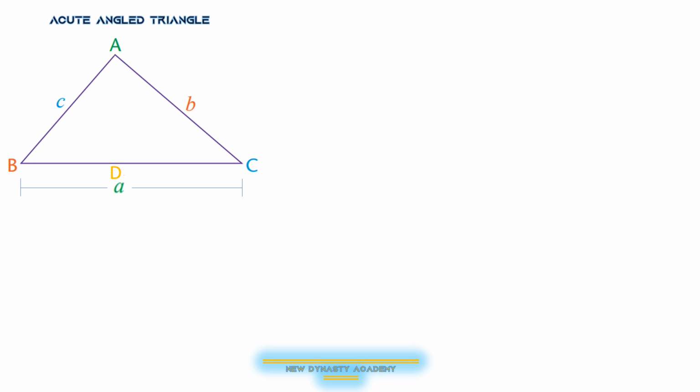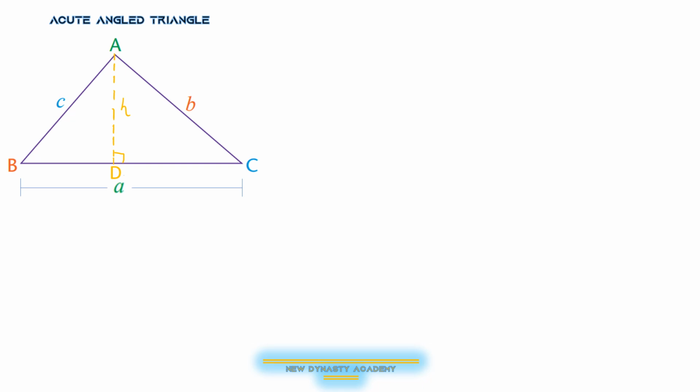So what I'm going to do now is construct the altitude from one of the vertices. I'm going to use vertex A. I'm going to construct the line that is going to go down and meet side a at D, making sure that that line is perpendicular to side BC, which is a, and that is now the base. And we are going to call this line h, which is the height of the triangle.